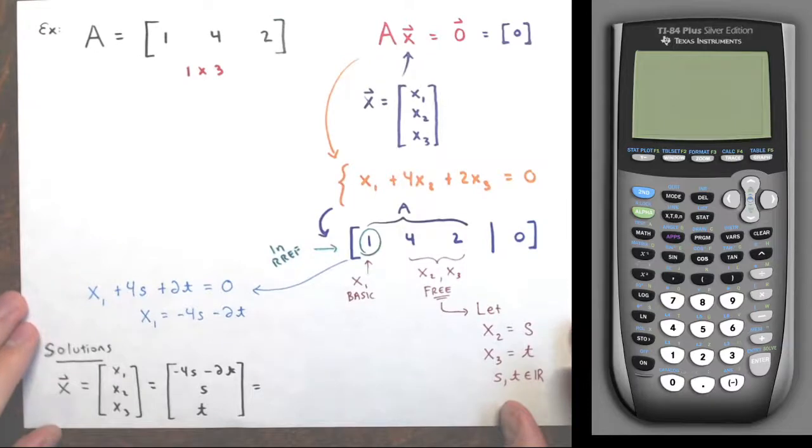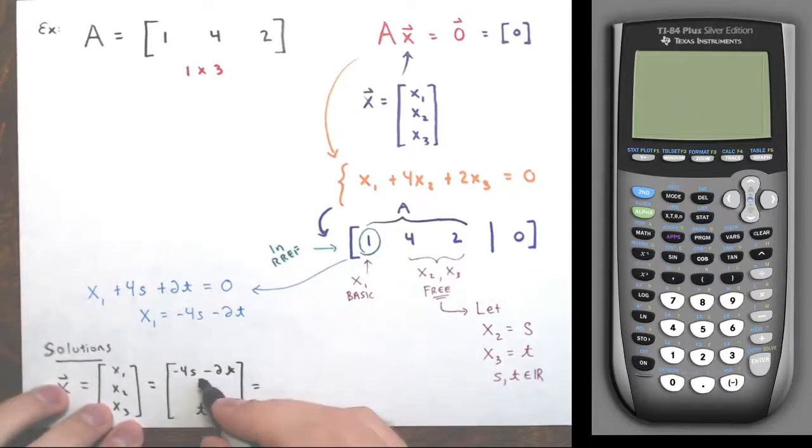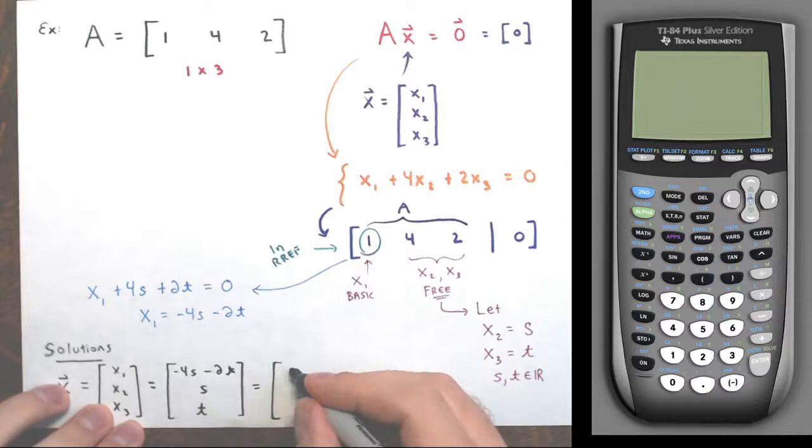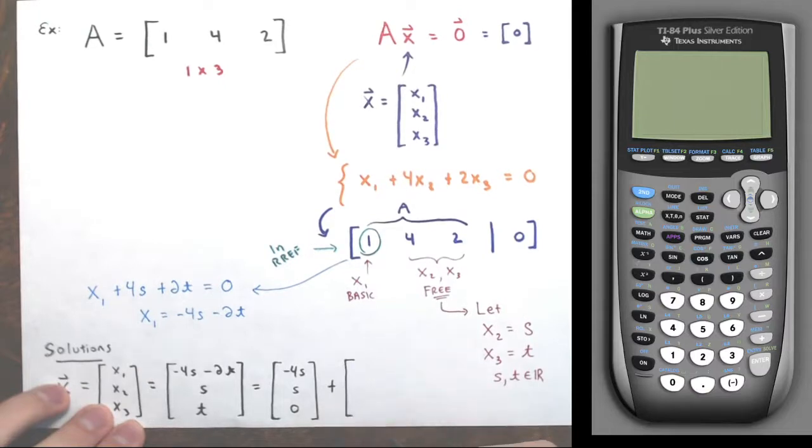So I'm going to split up this vector into the sum of two vectors, one involving each of my free variables. And if there were 3 free variables for some reason, I'd split it up into the sum of 3 vectors, and so on. So you see how I'll split it up into the terms involving s. So you have -4s in that first component, s in the second component, and then no s, so 0 in the third component, and then plus all the terms involving t in each of the components. You have -2t, no t in the second component, so 0, and then t in the third component.